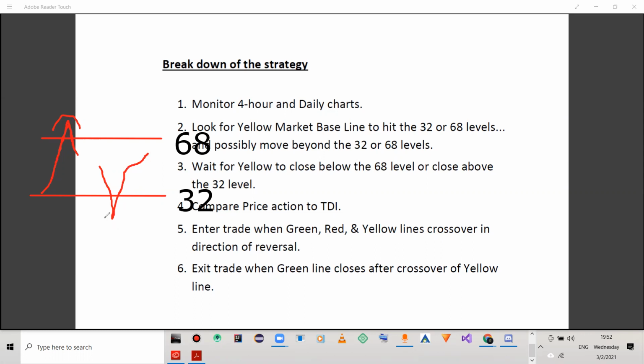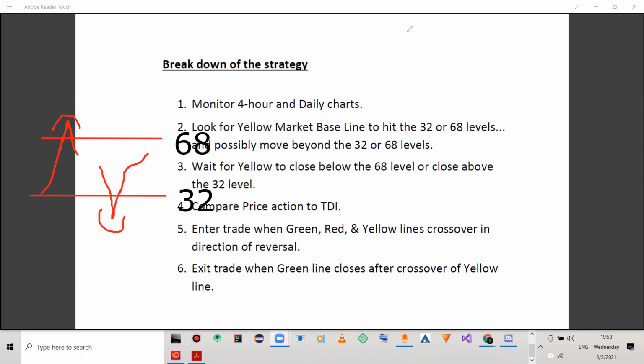Because this is the market baseline, usually it will not be this sharp. The sharp shape that I drew, maybe it would be something like this. It would be a bit curvy. So that's what is meant by possibly move beyond. That's what we'll be looking for.